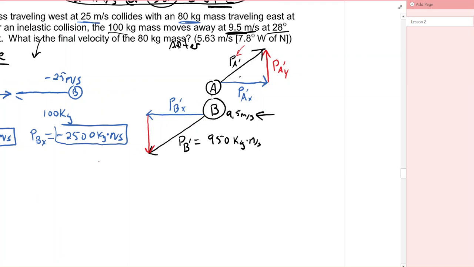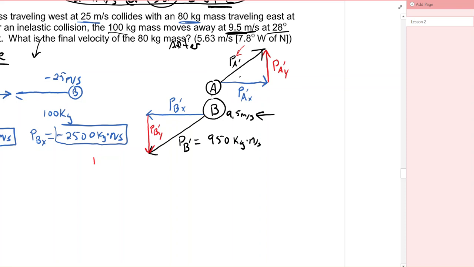I'll just write it down here. Sorry. So momentum, I'll write it on the inside for now. Momentum of B after in the Y. Okay, so I'm going to need both those things, right? And then I'll show you what to do with them once we figure them out. But this is going to be straight trigonometry, right?